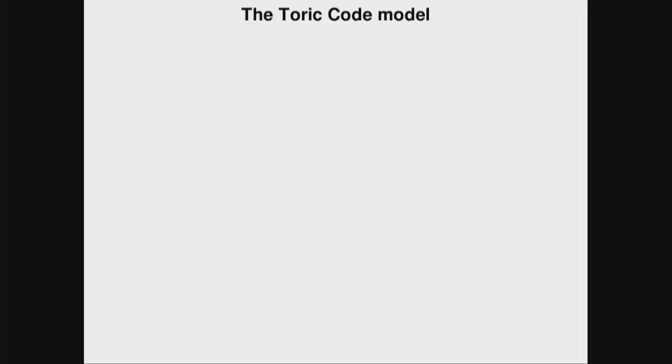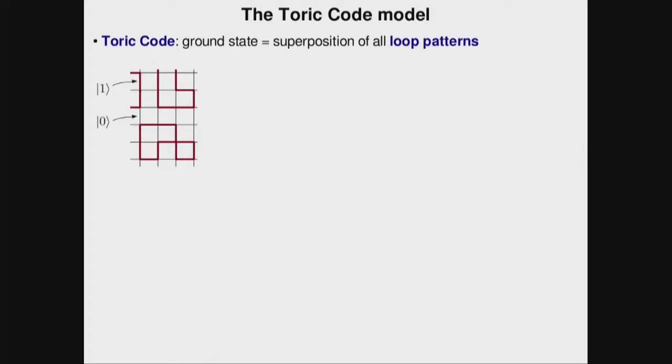And for that, let me first start by introducing one topological model. Probably many of you have seen this before, which is kind of the simplest topological model, the so-called Toric Code model, which has been proposed by Kitaev as a way to store quantum information. And the idea is that we have a square lattice, and we have qubits living on the edges of the lattice. So each edge corresponds to one qubit. And if the state of the qubit is 0, we just leave the line black. And if the state of the qubit is 1, we mark the line in red.